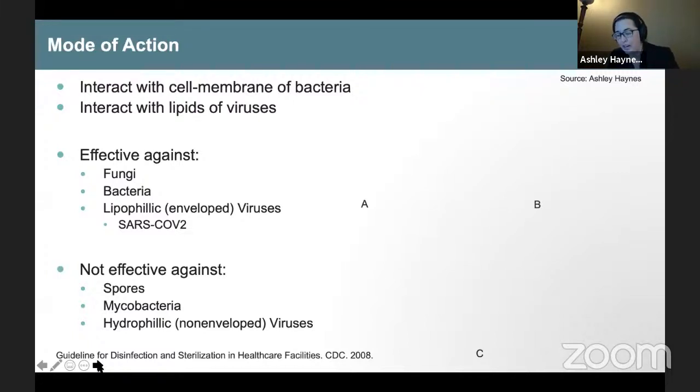Okay, they interact with cell membranes of the bacteria or the lipid membranes of the virus. So they do have that positive charge. Remember, those outer cell walls or lipid walls have hydrophobic and hydrophilic portions where there are charged portions. So it will initially adhere because of those charges, and then that will further disrupt the organization of that outer membrane and allow stuff to start leaking out through. This is effective against fungi, bacteria, and the lipophilic enveloped viruses, which include SARS-CoV-2. Not effective against spores, mycobacteria, or the non-enveloped viruses. Next slide.